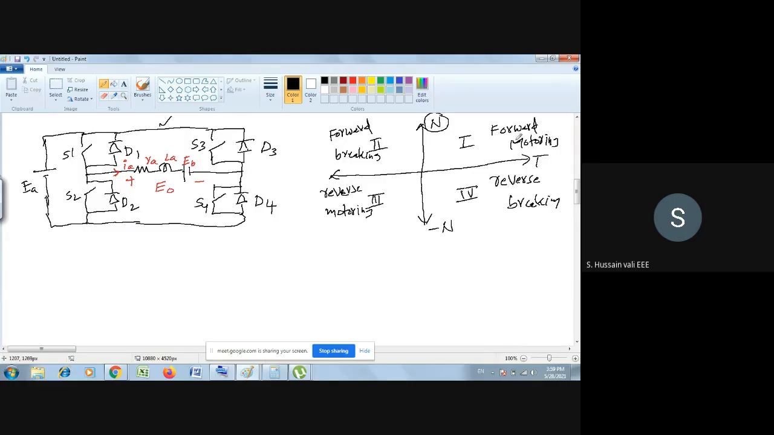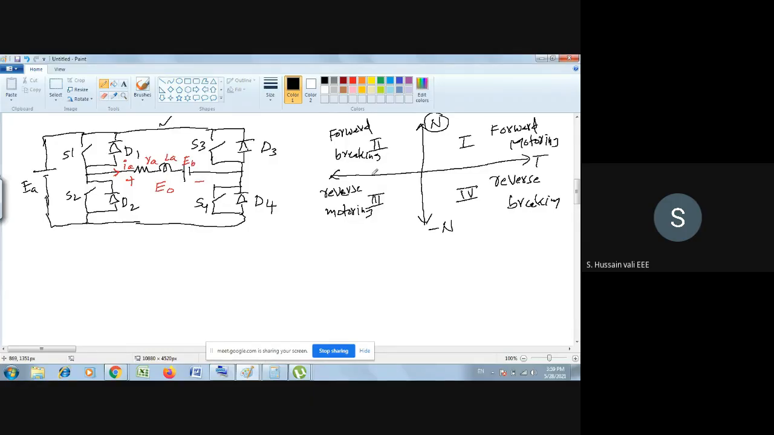Now, first and third we call motoring. Why? Because n is positive, T is positive, so power is positive. Here n is negative, T is negative, so power is positive. Wherever the power is positive, that is motoring. Wherever the power is negative, that is braking. So one direction you call forward, the opposite direction you call reverse. I think I explained this in the last class itself.